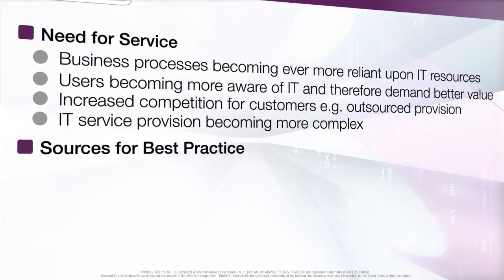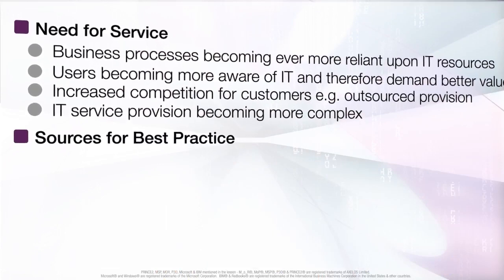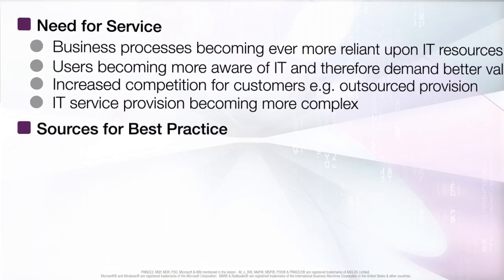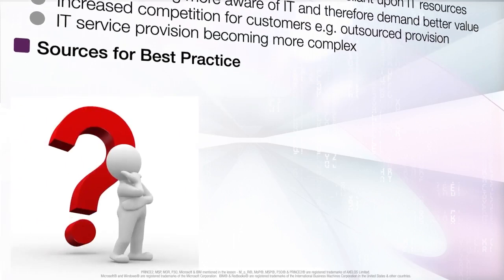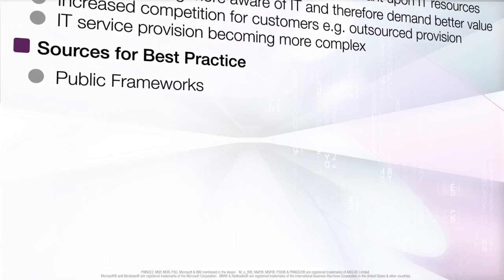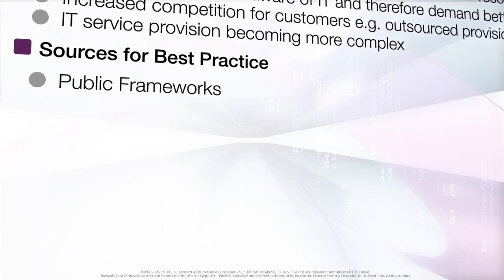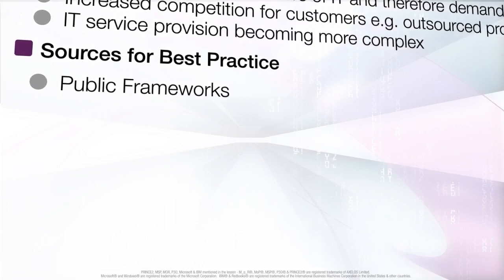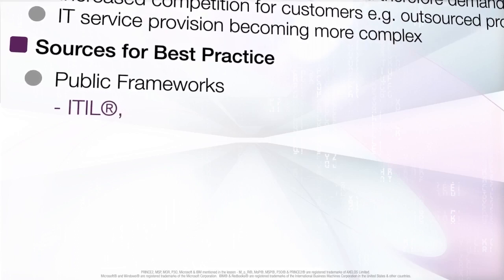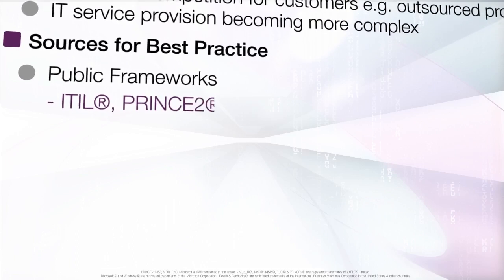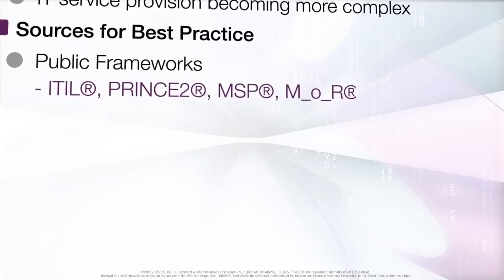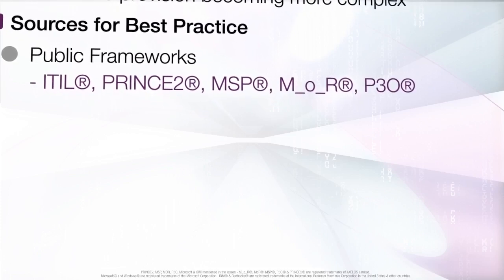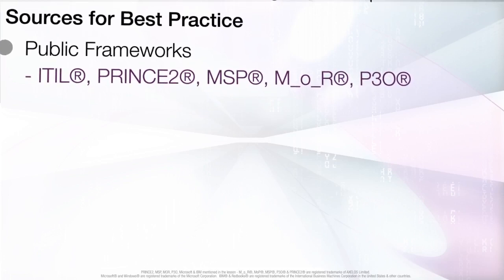One key reassuring factor for customers and providers alike in this respect is the use of established best practice. The question that you might be wondering about is, where do we get best practice from? The first source comprises of the best management practice publications, also known as public frameworks. Examples of such frameworks include ITIL and other methods and guidance such as PRINCE2 project management, MSP program management, and MOR risk management, all of which offer frameworks for taking informed decisions.